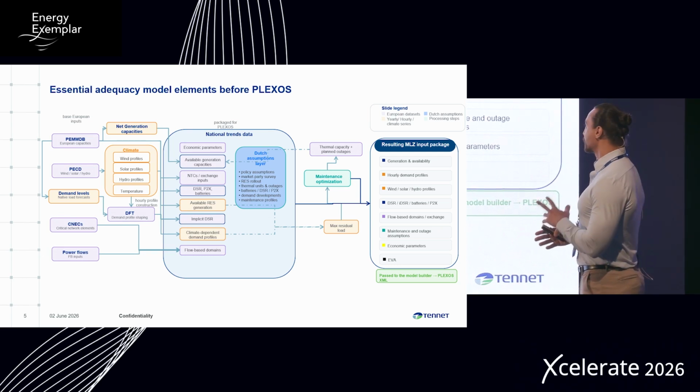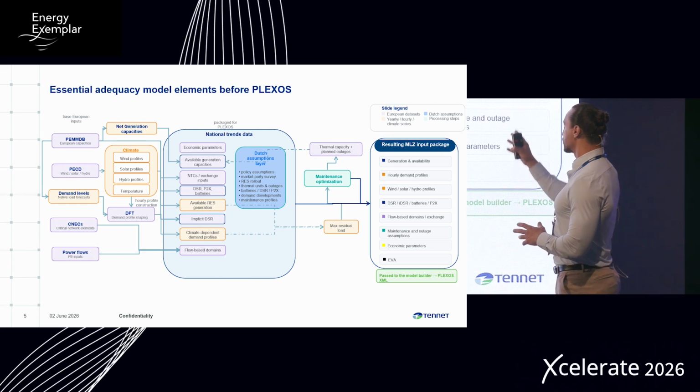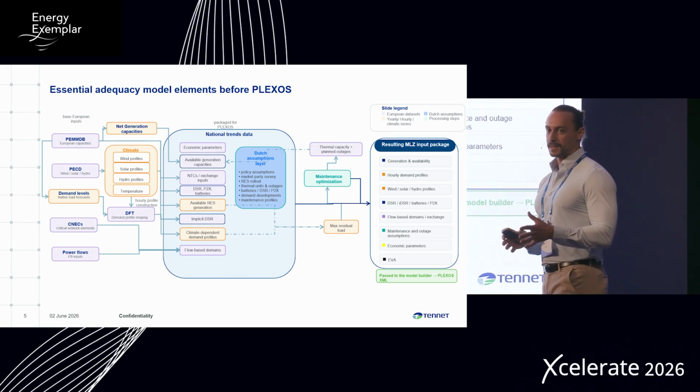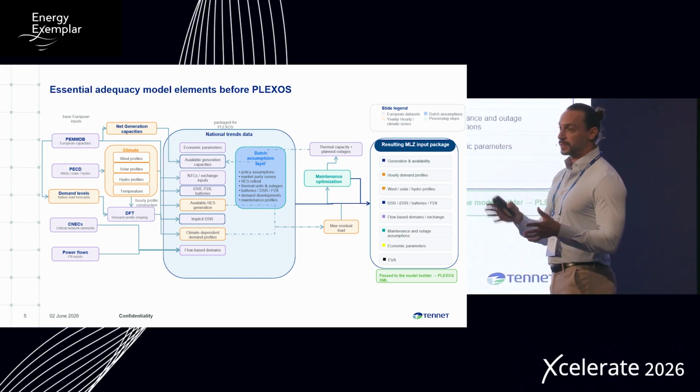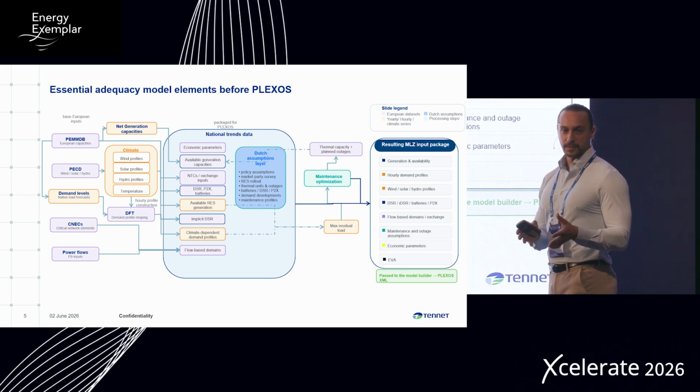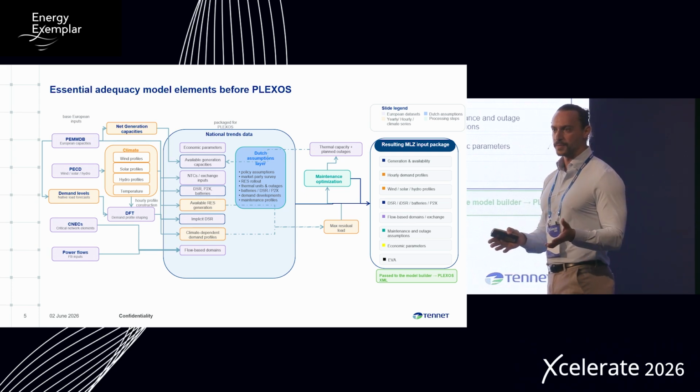I would just like to mention two things here to not confuse you. The maintenance optimization is a layer that is done outside the process, because we need the generation and the load, because the maintenance is built on the residual load.